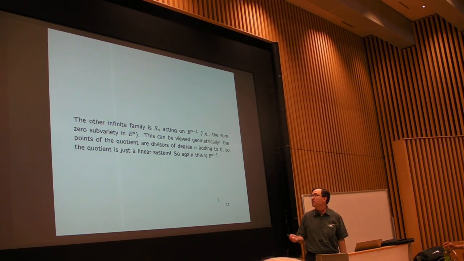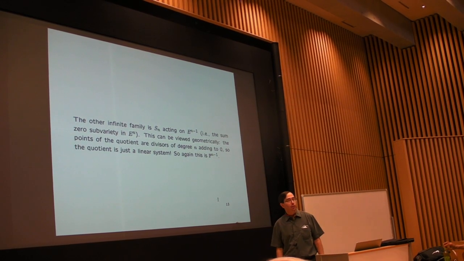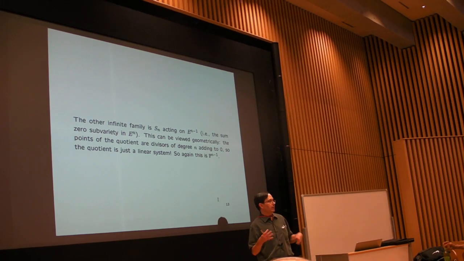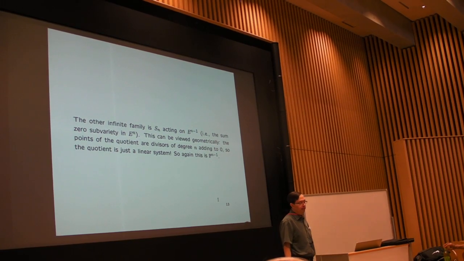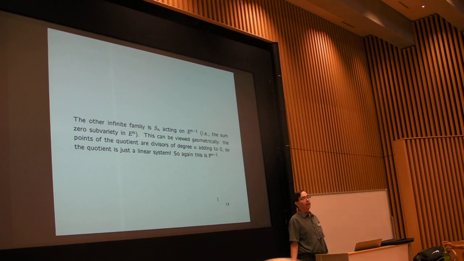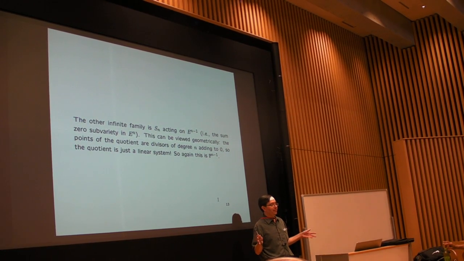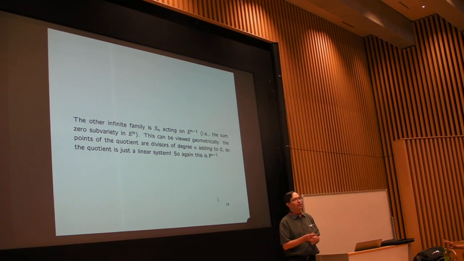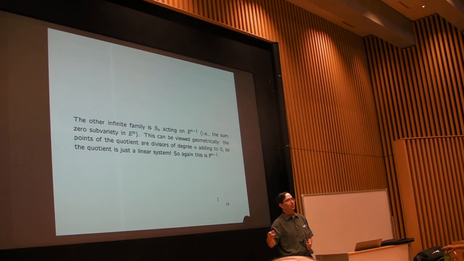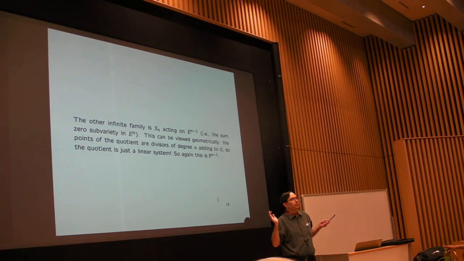Okay, and I mentioned the other infinite family. Well, in that case, there's a unique choice in the isogeny class. It's the sum-zero subvariety of E to the n. And Sn, also known as A_{n-1}, acts on that. But the quotient is, well, you're taking this ordered n-tuple of points that add to 0 and turning it into an unordered n-tuple of points that add to 0, also known as a divisor that adds to 0. And divisors that add to 0 are just within your linear system.